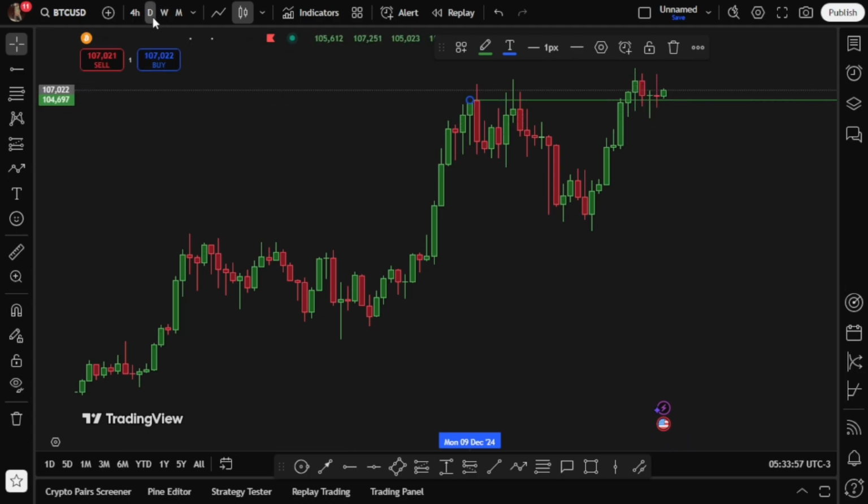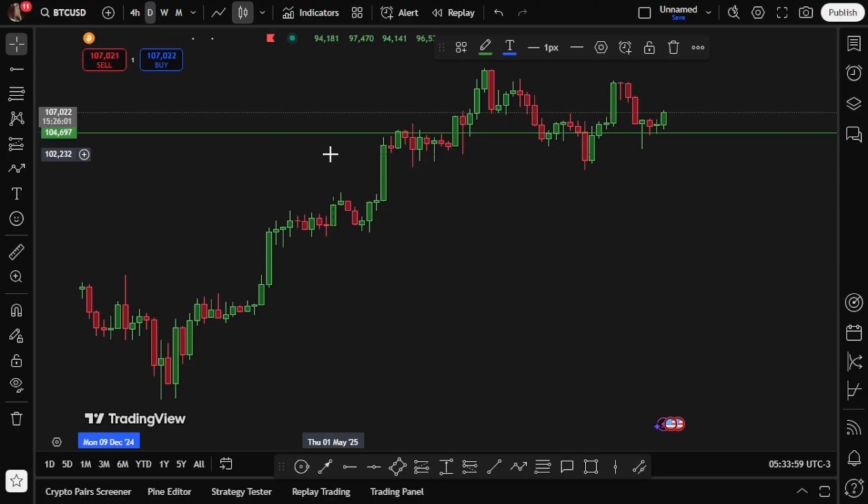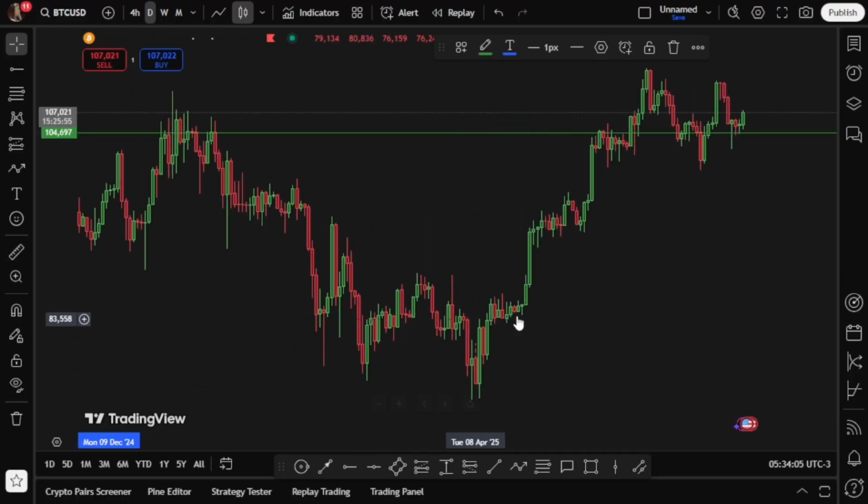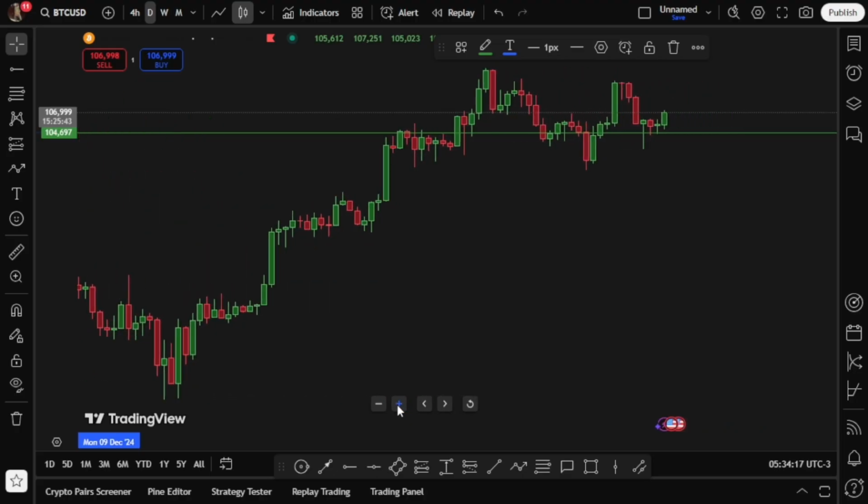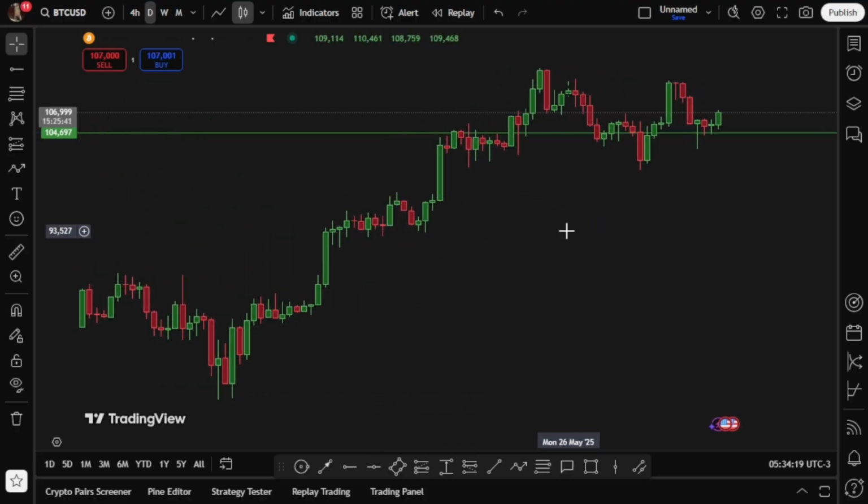So now we go to the daily time frame to see clearly what is really happening around that area. Here we can see that price is bullish around there. But now there's a little bit of a problem. Let me show you guys what I saw on this trade.